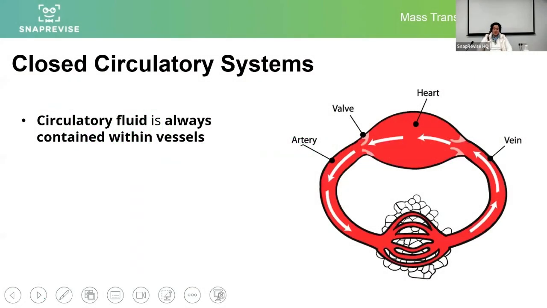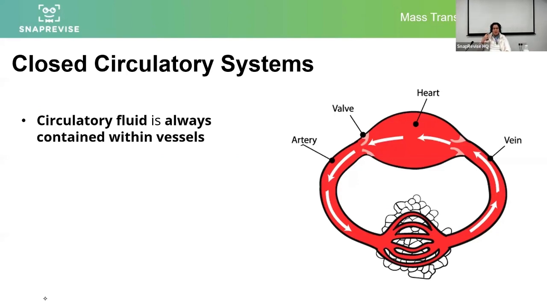To the next part of this session, which is describing the closed circulatory systems, which is basically the mammalian circulatory system. So we're going to distinguish a few terms here. How do we define a closed rather than an open?